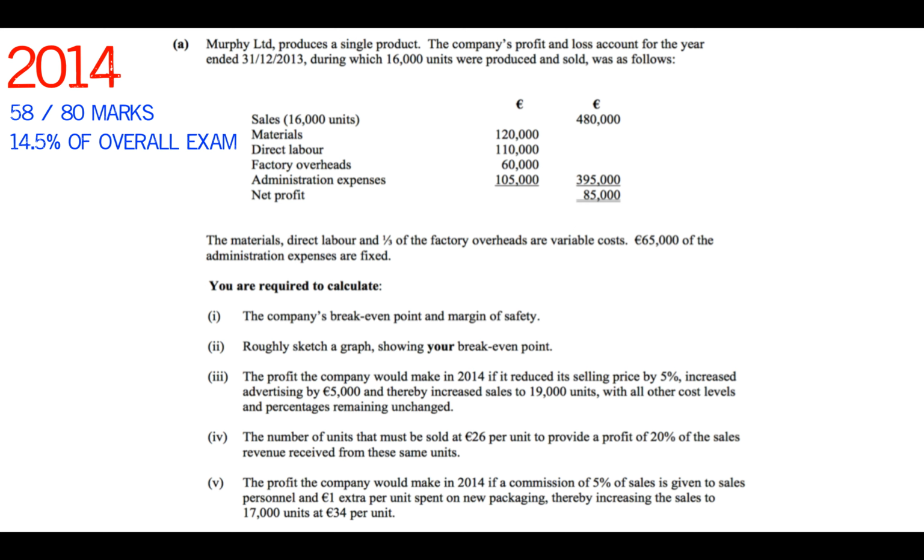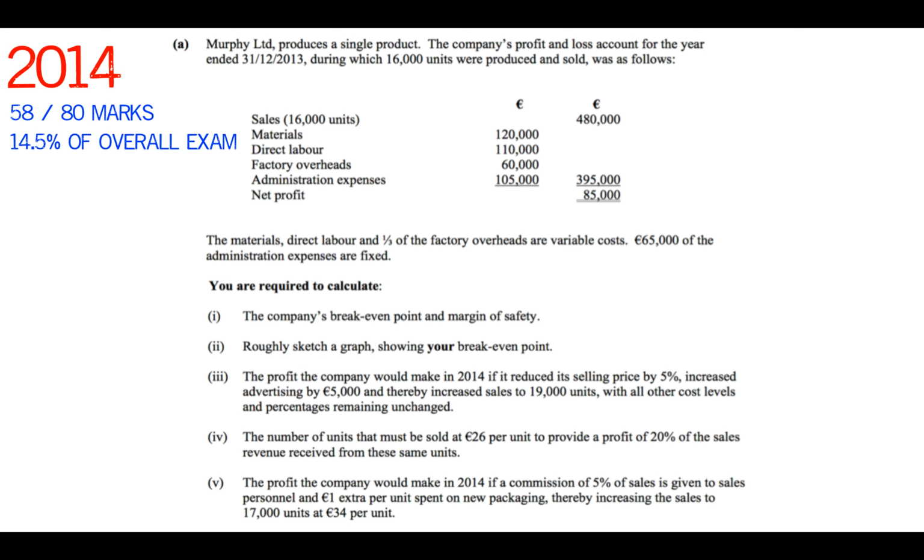So it was part A of question 8 in this particular year, and part A was worth 58 out of the 80 marks, which was 14.5% of the overall exam. So let's take a read of it.